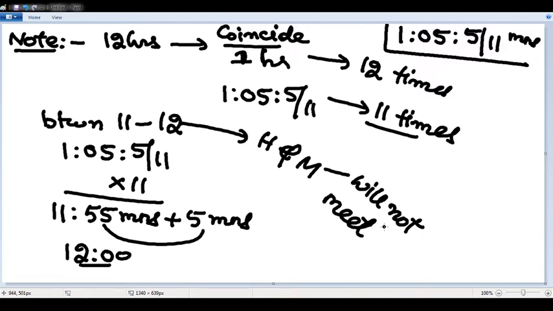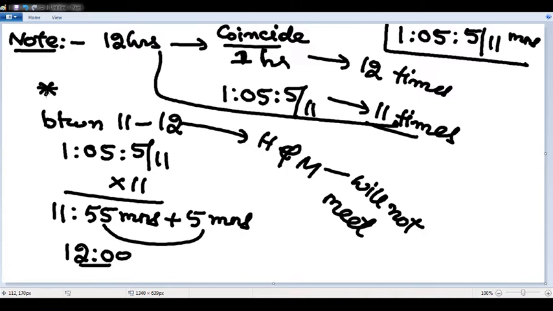So in every hour, 1 to 2 it will meet, 2 to 3 it will meet, 3 to 4 it will meet, 9 to 10 it will meet, 10 to 11 it will meet, 11 to 12 it will not meet. That is the reason in 12 hours, hour hand and minutes hand coincide 11 times. Please write down that point. Between 11 to 12 it will not meet.